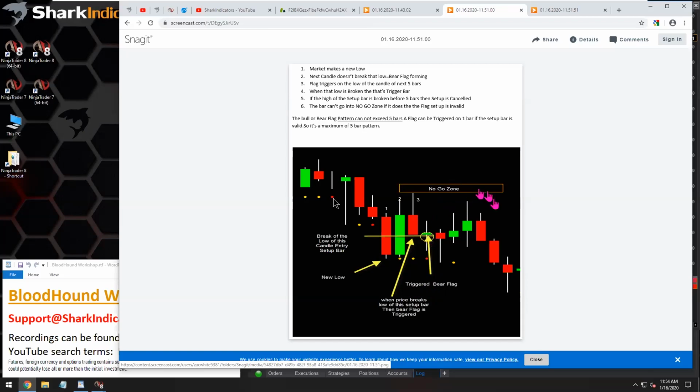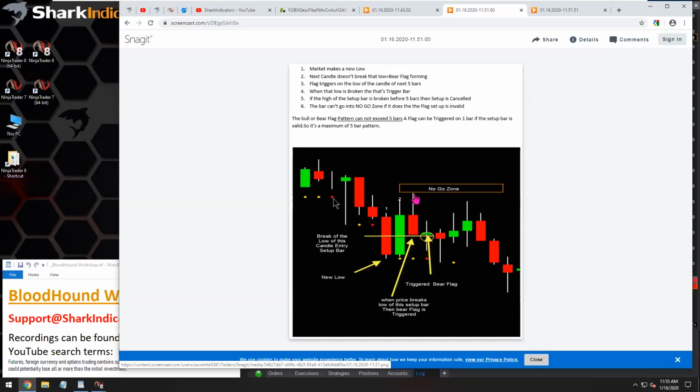The one part of this question that we can't do, because we don't have an indicator to do this, is this no trade zone, this no-go zone. So, rule number 5: if the high of the setup bar is broken before 5 bars, then the setup is canceled. That would be this bar number 3 here. If price breaks the high of this bar, then the trade is canceled.